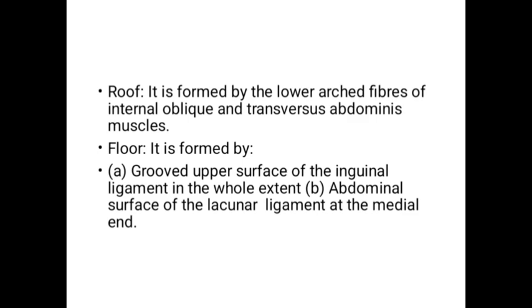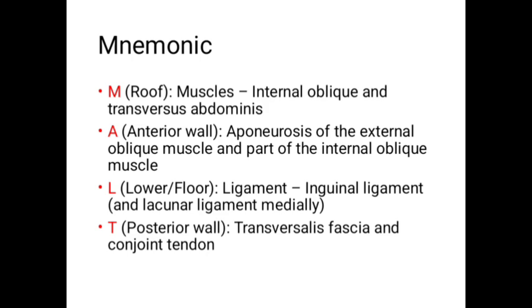Now you might be looking at these, trying to know how to remember all of this. A mnemonic here can help you remember everything you need to know about the boundaries of the inguinal canal. This mnemonic is MALT: M is the roof, A is the anterior wall, L is the floor, T is the posterior wall. So M is for muscle. For the roof, we have the internal oblique and transversus abdominis. The A represents aponeurosis. A forms the anterior wall. We have the aponeurosis of the external oblique muscle and part of the internal oblique muscle. So the aponeurosis of these muscles forms the anterior wall.